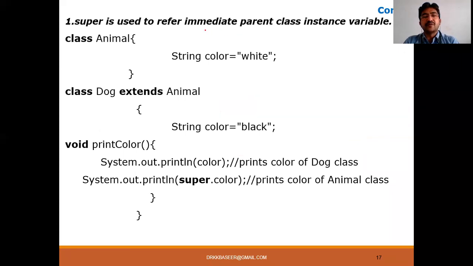Super can be used to access the immediate parent class instance variable. For this, I'm taking a class called Animal. In this one, I'm taking a string variable called color, assigning the value white, and that is the end of the class.